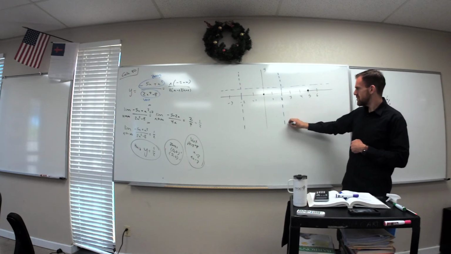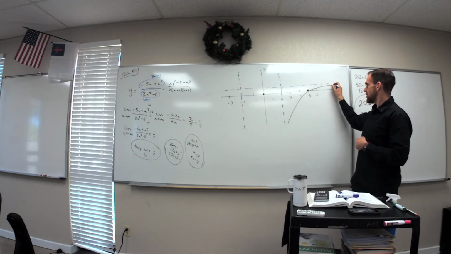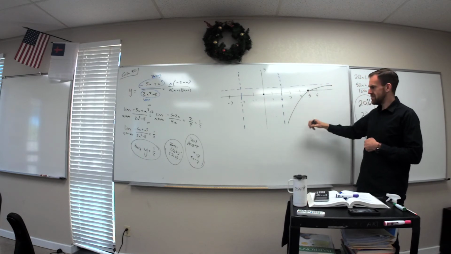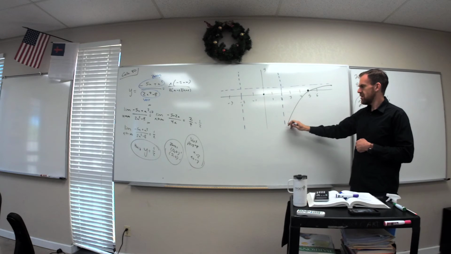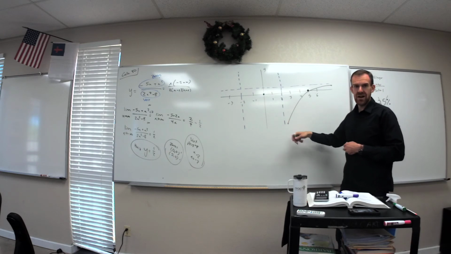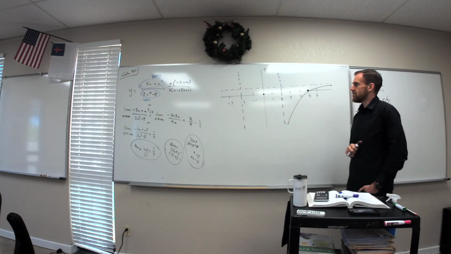So what I'm going to do is connect these dots here. That goes to my horizontal asymptote. This goes down. Now when I go down, I have to start at the. We have a problem, don't we? Okay. We have a big problem.